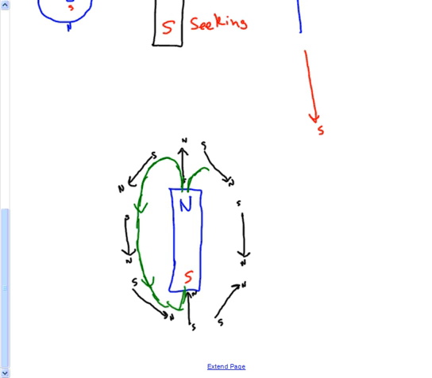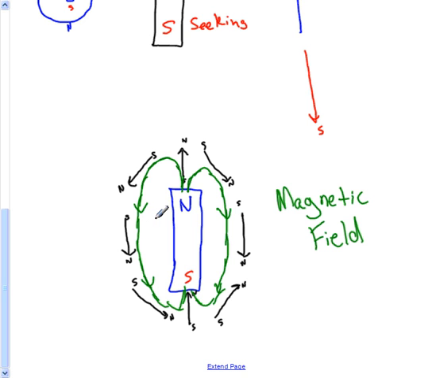Same thing happens over here. We have a north going to a south. So what have I just drawn in green? Well, in green is what we call the magnetic field. It's the area around a magnet that has the ability to affect other magnets.